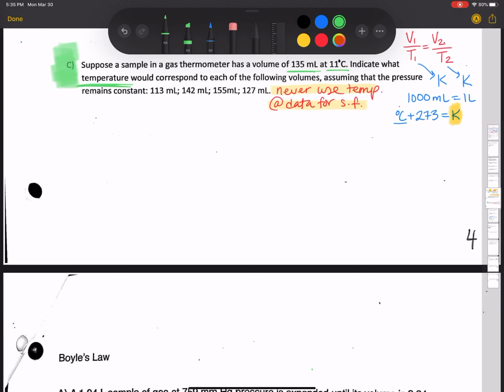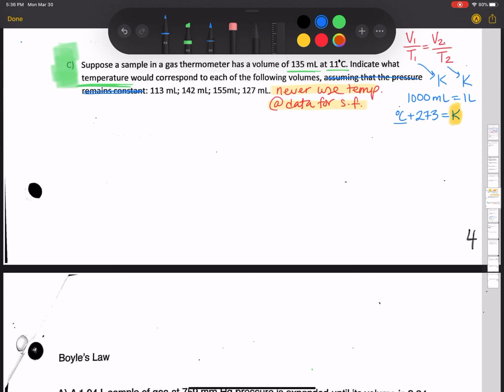What temperature would correspond to each of the following volumes, assuming that the pressure remains constant? Just to make things a little bit easier, I'm going to remove this statement because it's not necessary for us. I'm removing it because it's not going to make a difference in terms of how you solve the problem. It's just not relevant for us. So you're going to indicate the temperature that's going to correspond to each of the following volumes. And then they give you 4 different volumes: 113 milliliters, 142 milliliters, 155 milliliters, and 127 milliliters.